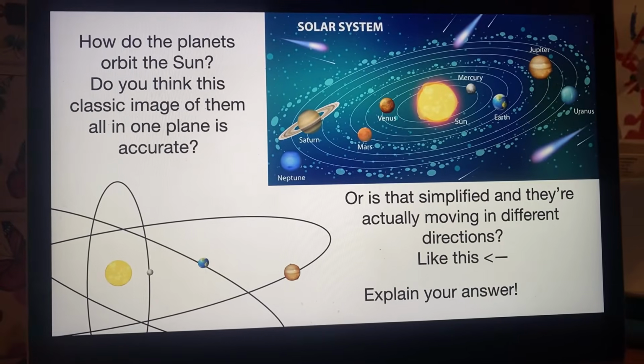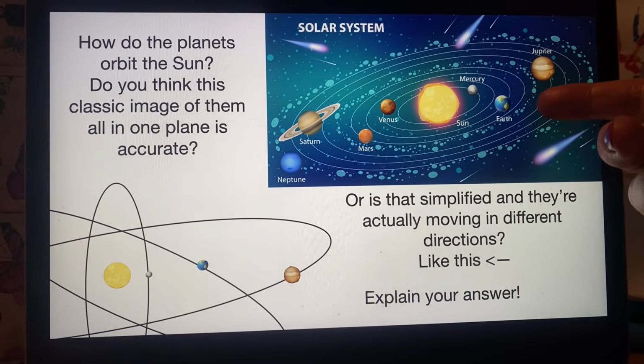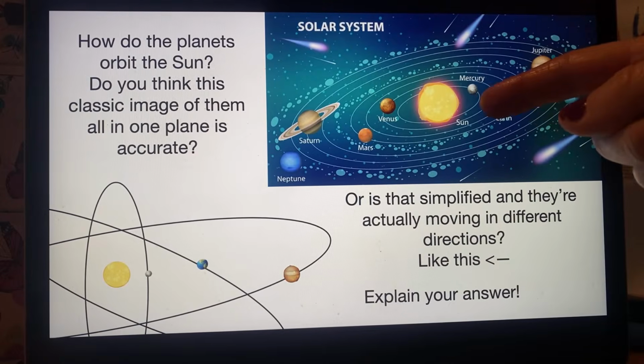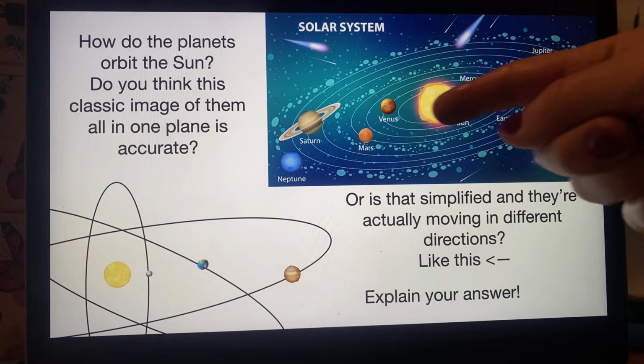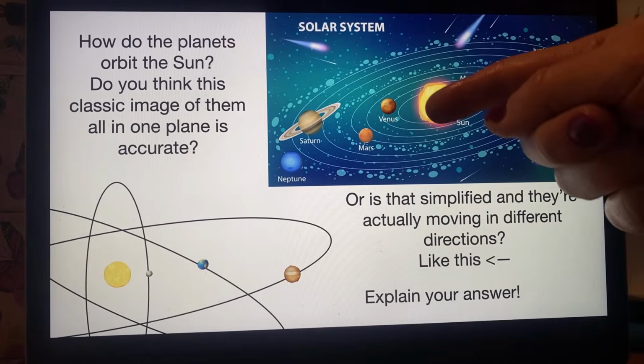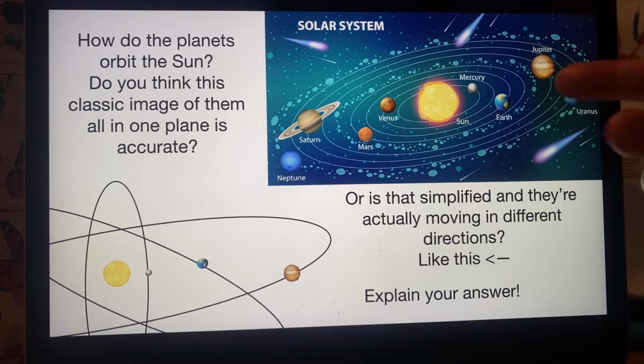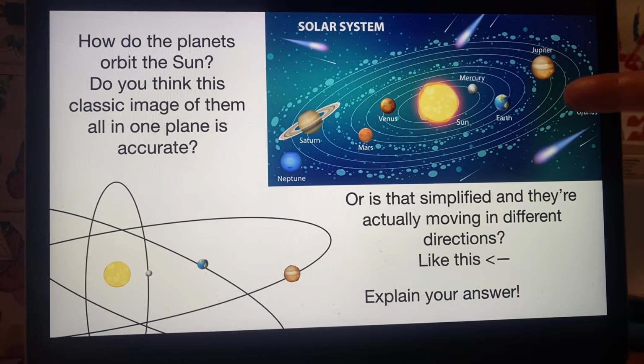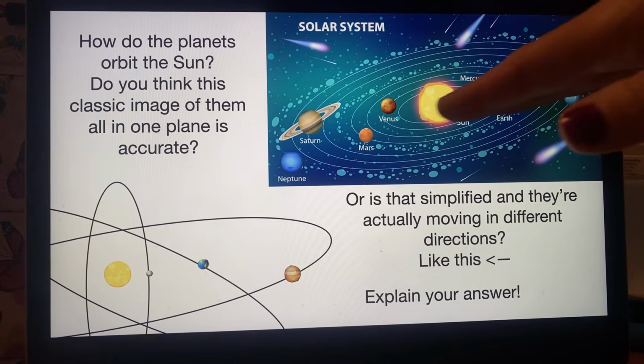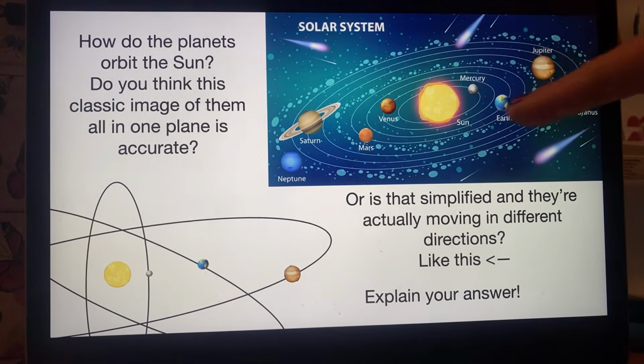Okay, a second slightly tricksy question for you. And then we will do a bit of an activity using this baking tray and some rice. How do the planets orbit the Sun? Well, I'll show you this picture. So this is a very common picture. We talked last week about how it's a bit wrong because the Sun isn't quite at the centre of where the planets orbit. It's just at one side. But that's not what we're talking about in this question. Do you think this classic image of the planets all in one plane around the Sun is correct?